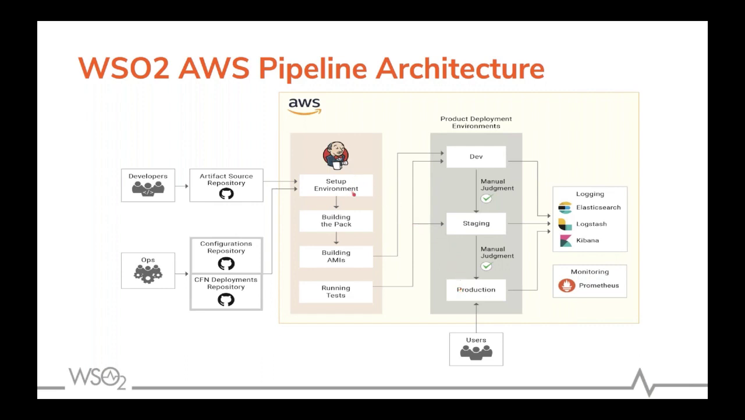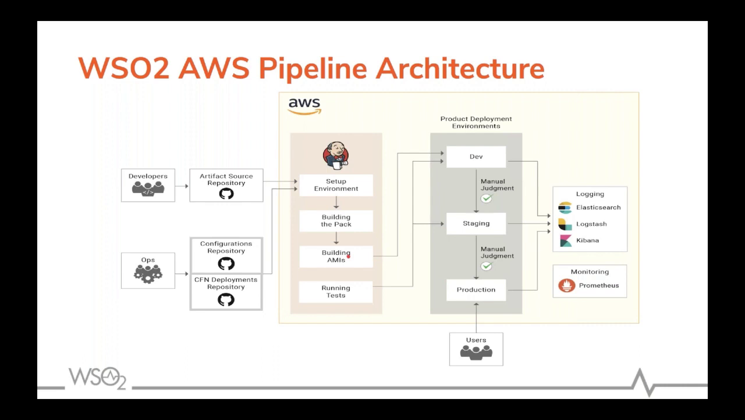Once the initial stage of the pipeline is completed, the pipeline will progress into the second stage, building the pack. The second stage consists of building a fully configured WSO2 product pack archive. If you do have a valid WSO2 subscription, the product pack will contain WSO2 updates as well. In the third stage of the pipeline, the configured product pack archive is baked into a machine image. The created Amazon machine image will be used to deploy the product in each of the dev, staging, and production environments.